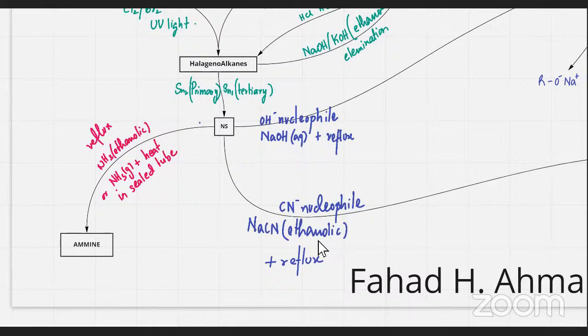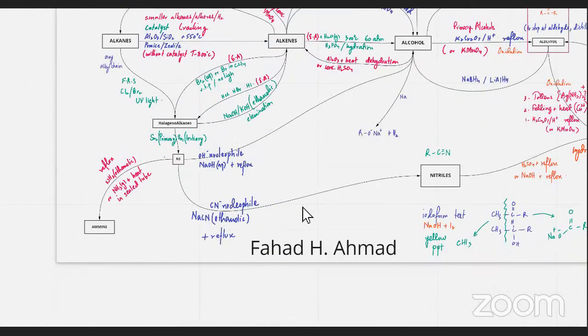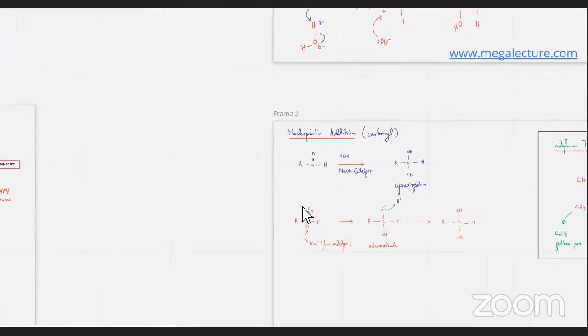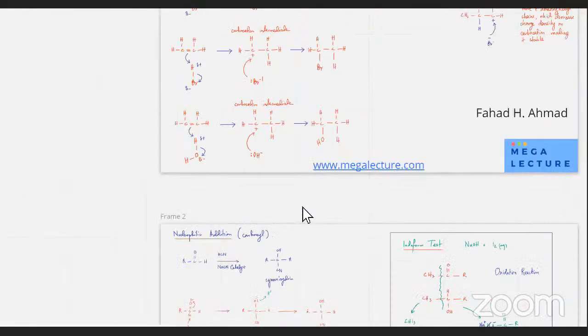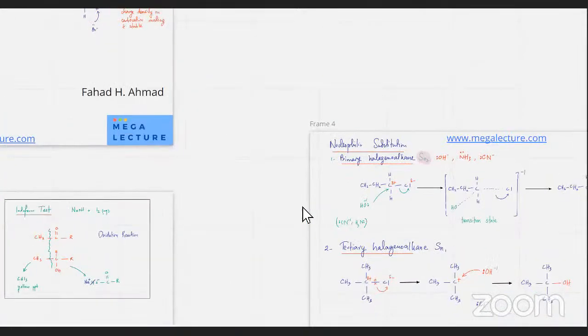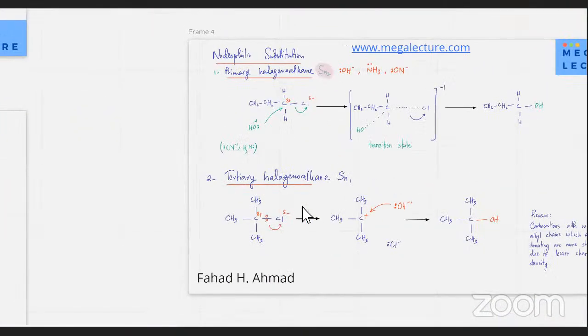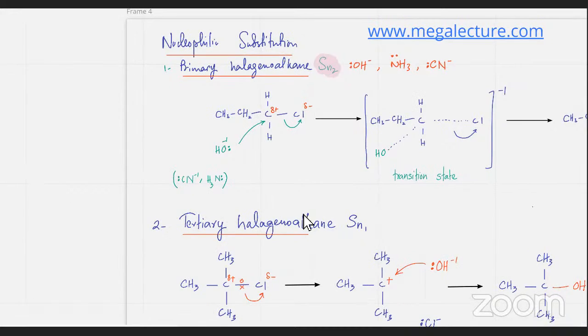Ethanol is the solvent. The CN -1 is the nucleophile. This is what happens in nucleophilic substitution. The mechanism is also written somewhere. You have a halogenoalkane. The bond is really polar. I'm describing the SN2 mechanism. So there's a very polar bond. Carbon is partial positive, Cl is partial negative.